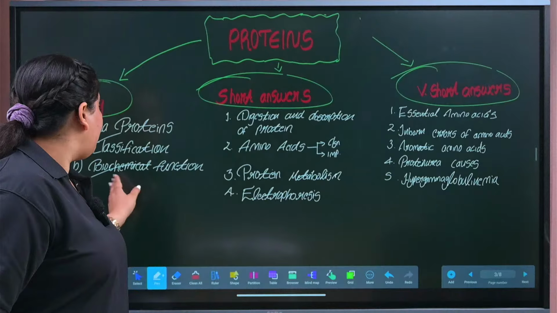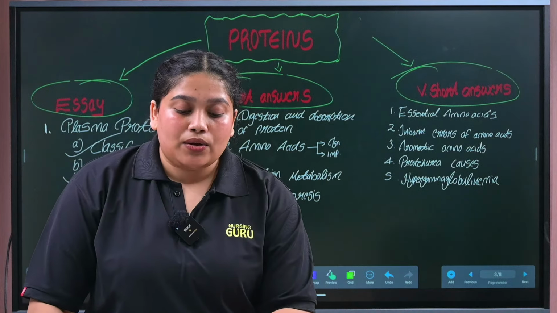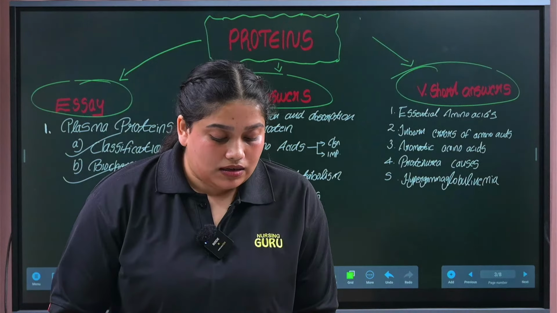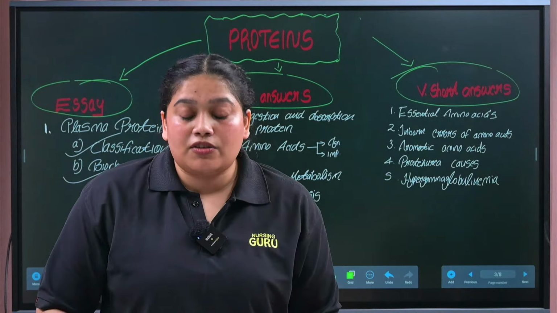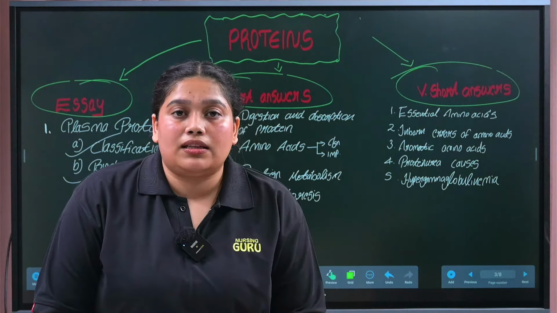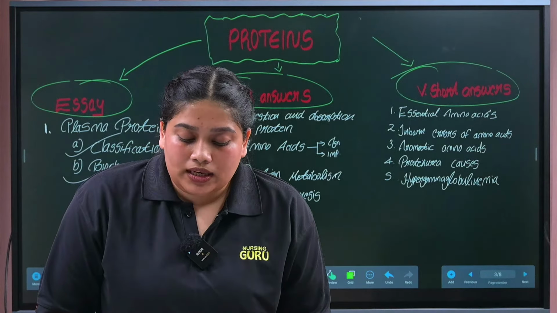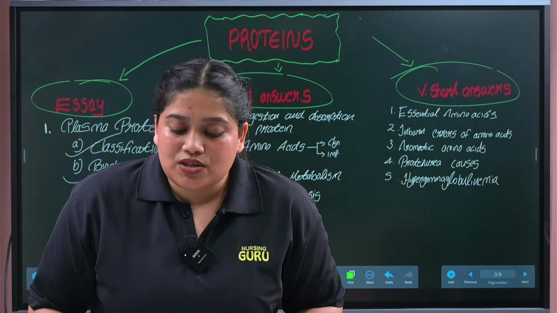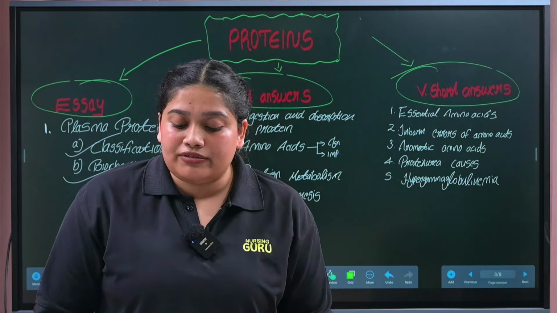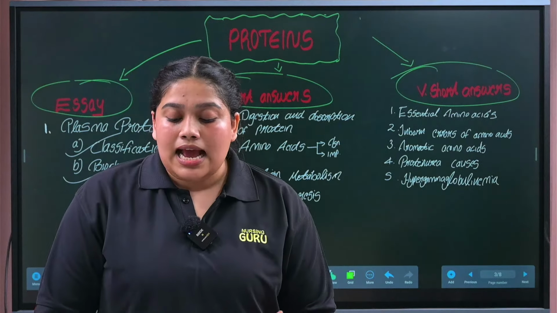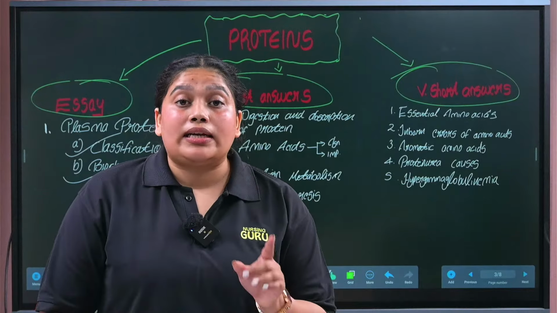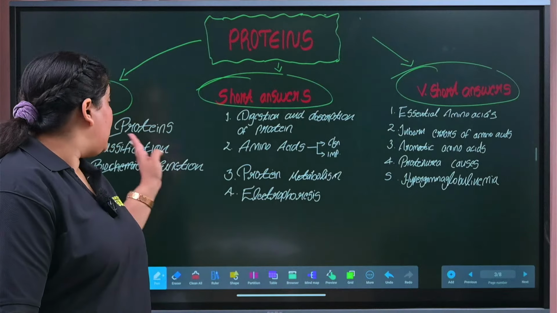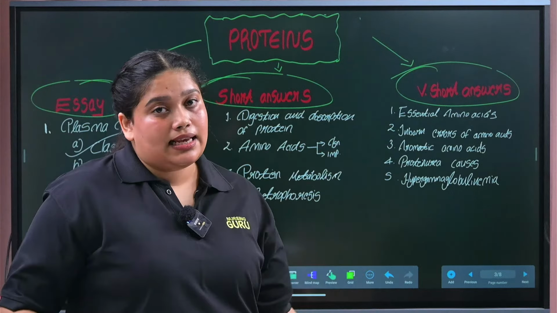After the classification, write the biochemical functions. For the biochemical functions, you have to include the functions of plasma protein. What are the functions of plasma protein? First function, protein nutrition, and second, osmotic pressure and water balance. Third, buffering action. Fourth, transport of lipid. Fifth, transportation of other substances. And sixth, blood coagulation. So a total of 6 functions you can include for plasma protein. Clear? So like that you can complete this essay question.